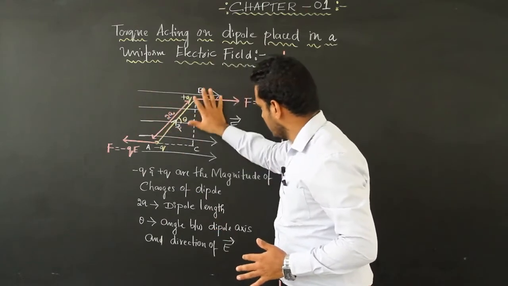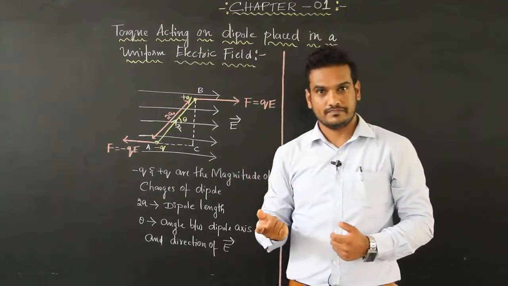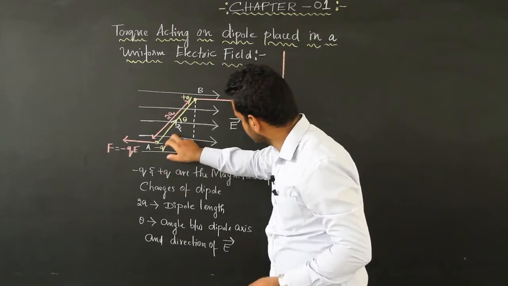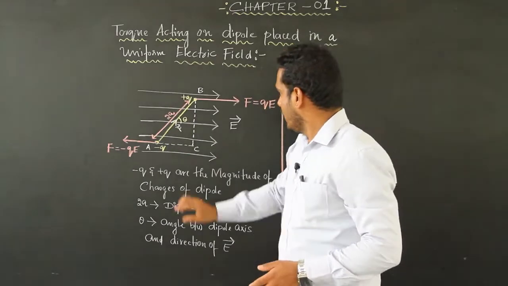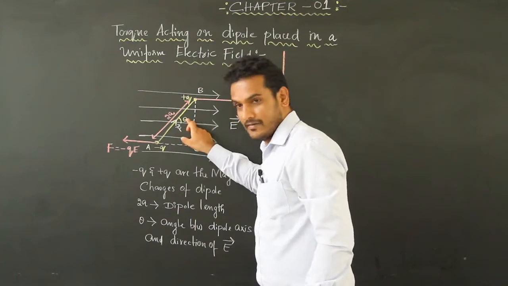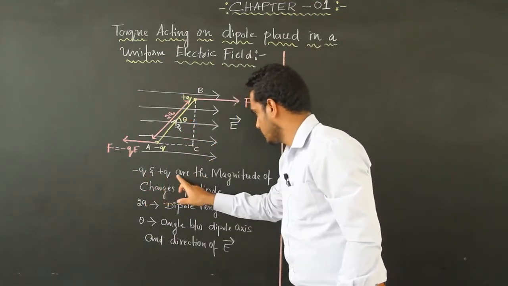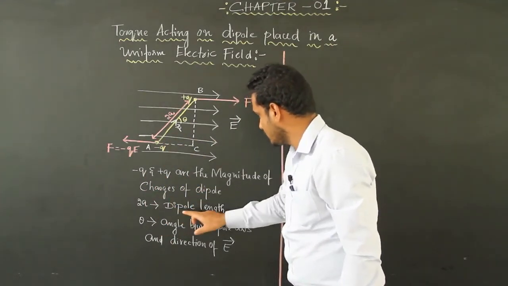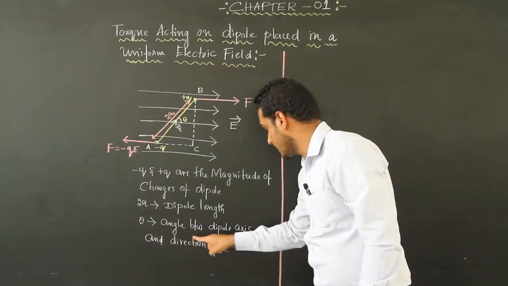Inside the uniform electric field, we placed a dipole. Dipole is nothing but equal and opposite charges separated by a distance 2a. Look at the dipole, minus q plus q separated by distance 2a. The axis of the dipole makes an angle theta with the direction of electric field. So look at the consideration: minus q plus q are the magnitude of charges of the dipole, 2a is the dipole length, and theta is the angle between the dipole axis and the direction of electric field.